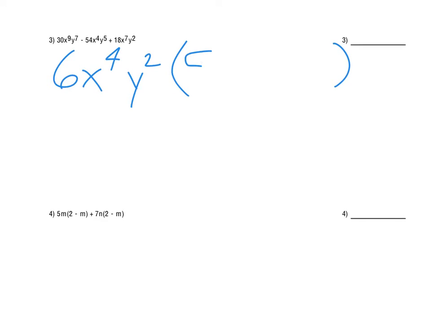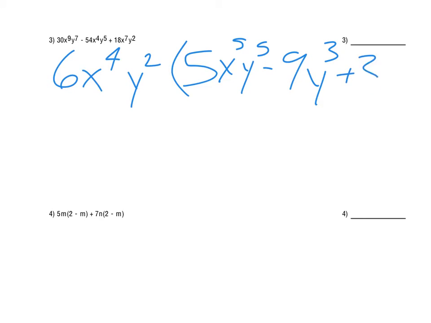30 divided by 6 gives us 5. And we took 4 of the 9 x's, so really that's a subtraction. 9 minus 4 gives us 5, so 5x to the 5th. And we took 2 of the 7 y's, so y to the 5th. There'll be a minus sign there. 54 divided by 6 would give us 9. And the x's, we took all 4 of those x's, so we don't have any x's remaining, and we took 2 of the 5 y's, so 9y cubed. Then we have a plus. 18 divided by 6 would be 3. X to the 7th, we took 4 of those, so we have an x cubed, and we took all of the y's. So that is it for that one.